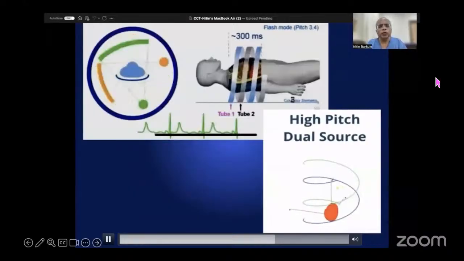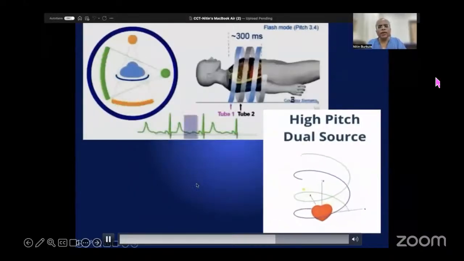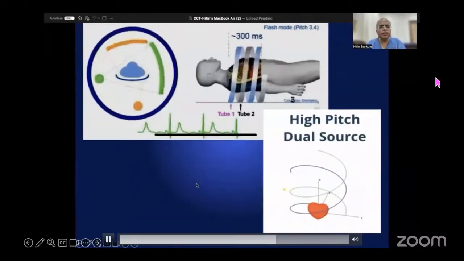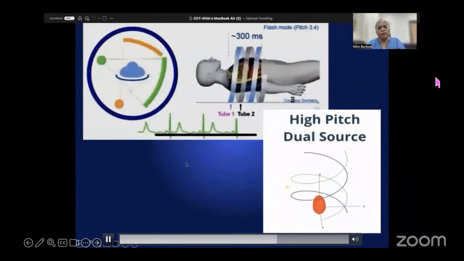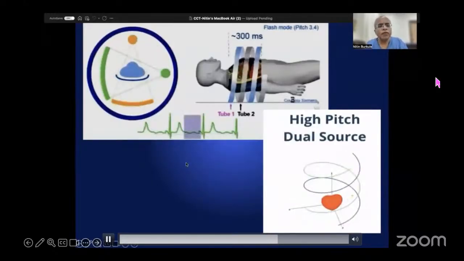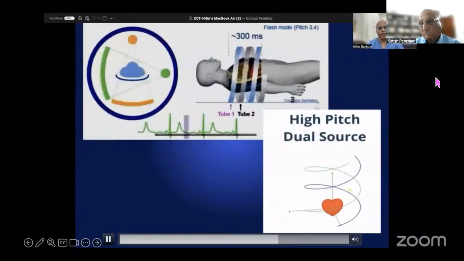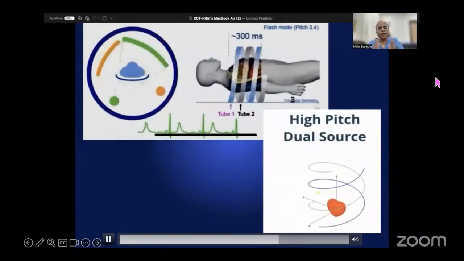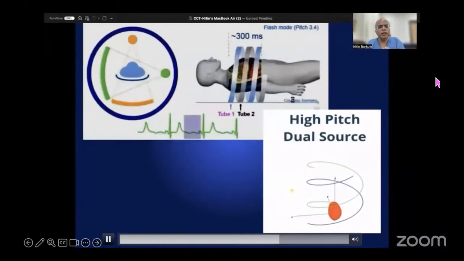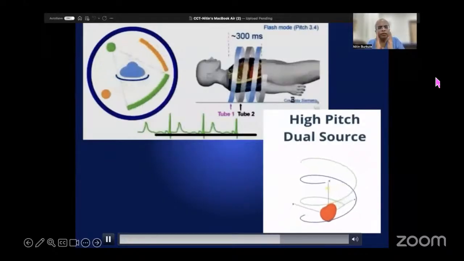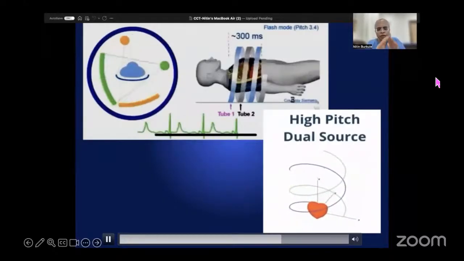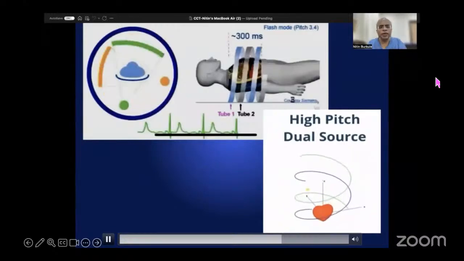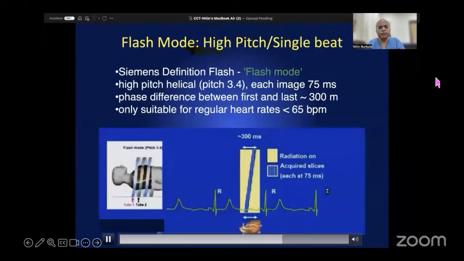So that is how tube 1 and tube 2 acquire the data sets independent of each other, and with a fairly larger time window period, they can acquire the entire cardiac volume in the late diastole, and that may be sufficient for the coronary angio or the reconstruction of the coronary angio images.